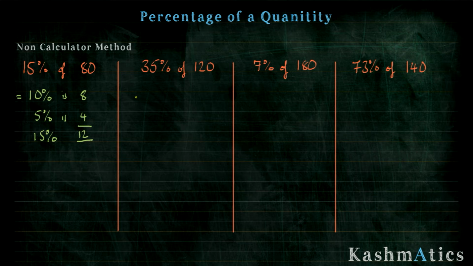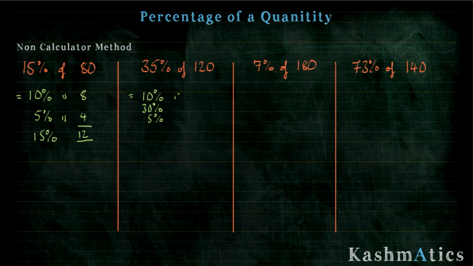Now to work out 35% of 120, I need to think about how I'm going to build up my answer. So let's think what I can work out quite easily. I can work out 10%, and then from 10% I can work out 30%. Okay, so I'm almost there. Now I can also work out 5%, which is half of 10%, and then if I add the 30% and the 5%, I've got 35%.